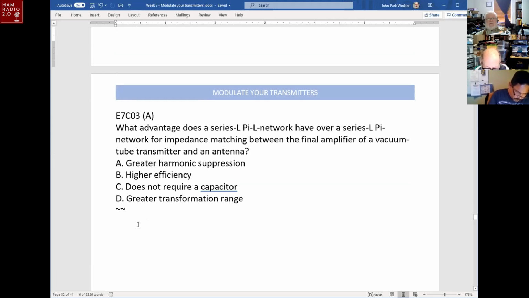What advantage does a series L pi L network have over a series L pi network for impedance matching between the final amplifier and a vacuum tube transmitter and antenna? Is there a diagram for that? No, there's not a diagram.